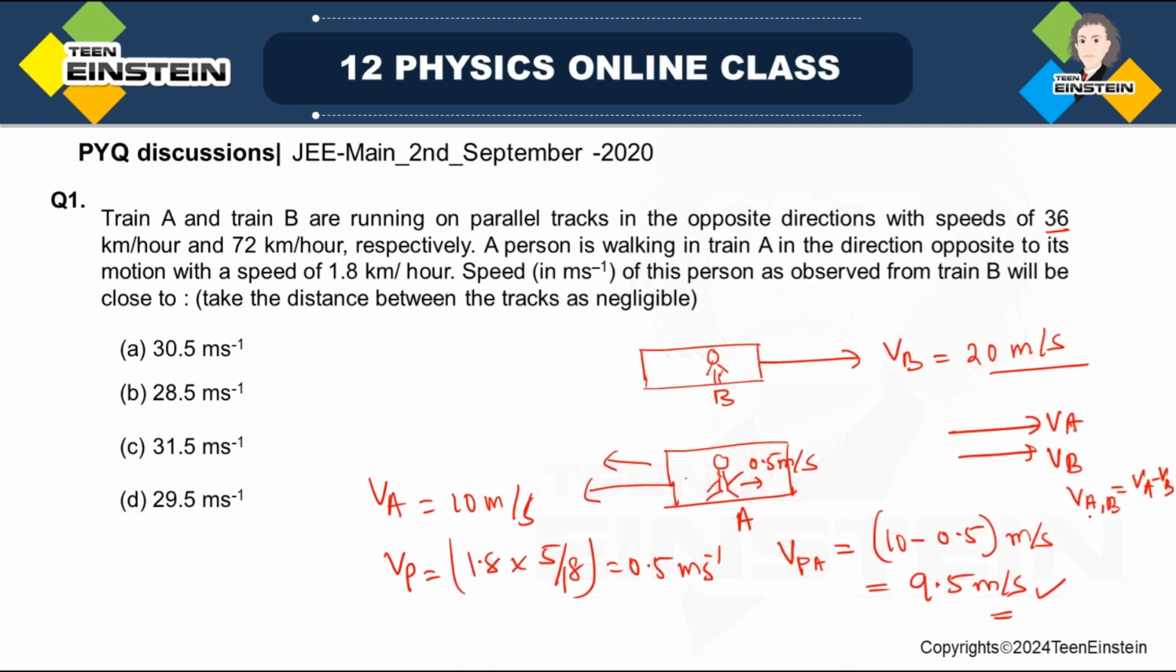Okay, so relative velocity, since both are moving in the opposite direction, suppose I write VA minus VB, or VB minus VA. Actually, I have to find out the relative velocity of the person with respect to B. Let me write it here itself. So VPA, person with respect to B.